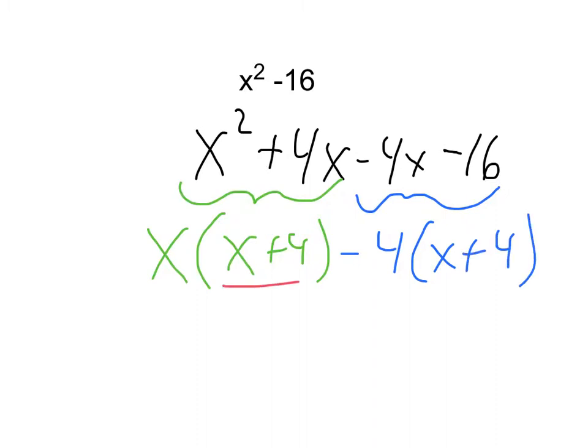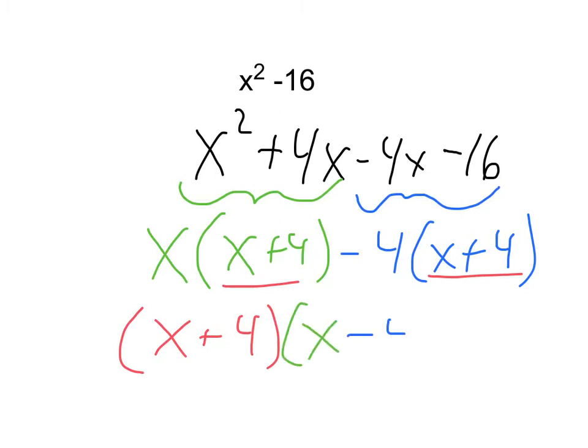Now, just looking at these terms, I see they match. So I'll rewrite that as x plus 4. From the first one I get an x, from the last one I get x minus 4. X plus 4 times x minus 4 will produce a difference of perfect squares.